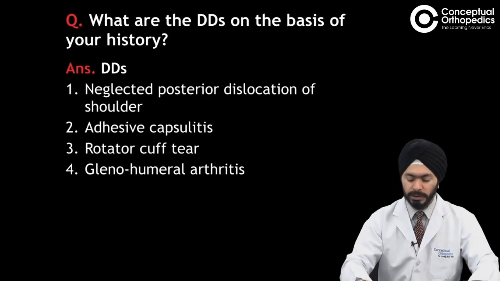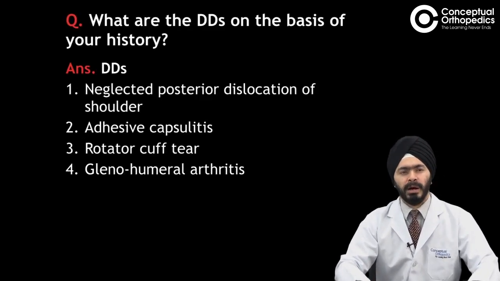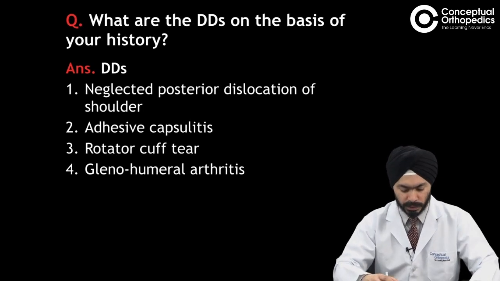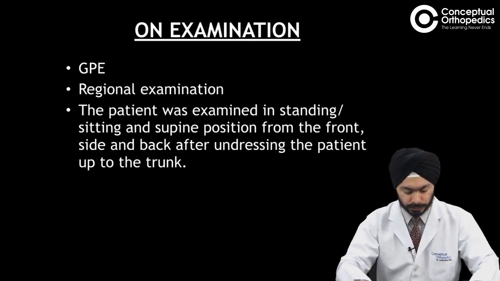So at the end of the history, if you're asked to spell it out, you may be asked to tell your differential diagnosis. So on this history only, you can tell that maybe the patient has a neglected dislocation, maybe anterior or posterior. Maybe there is a cuff tear because there was electric shock, and since then the patient has not been able to move his arm properly. There may be adhesive capsulitis or stiffness in the shoulder. Rare cases of arthritis, you may say, on the basis of history.